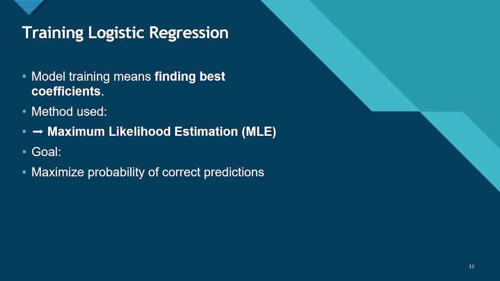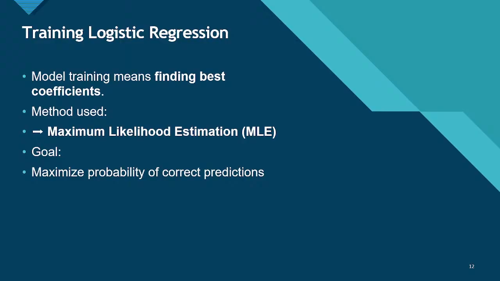Model training for logistic regression. Training a logistic regression model is all about finding the best coefficients b0, b1, through bn, so that the model predicts the correct class as accurately as possible. Think of it like tuning a radio: you adjust the knob, the coefficient, until the signal is as clear as possible. What is the coefficient?